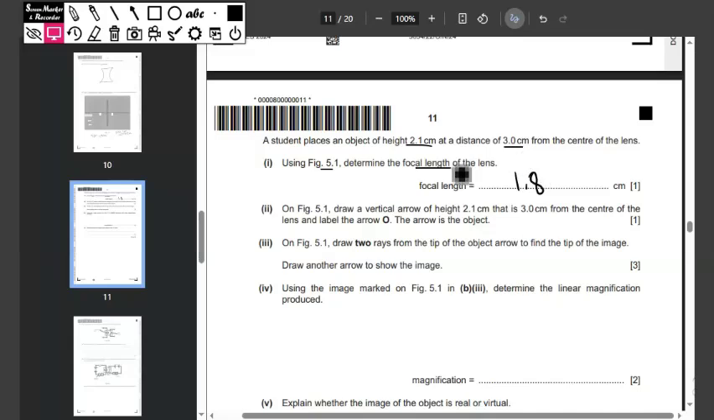Roman 2. On figure 5.1, draw a vertical arrow of height 2.1 centimeter, that is 3 centimeter from the center of the lens, and label the arrow O. The arrow is the object. So basically we have to label the object on the diagram. The object's height is 2.1 centimeter and the distance from the center of the lens is 3 centimeter. And we also have to label the arrow as O.